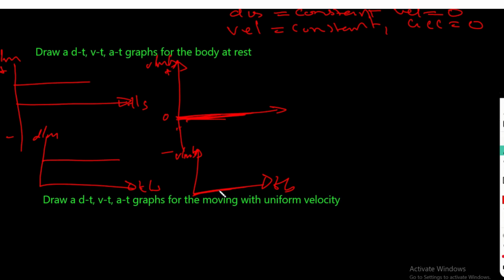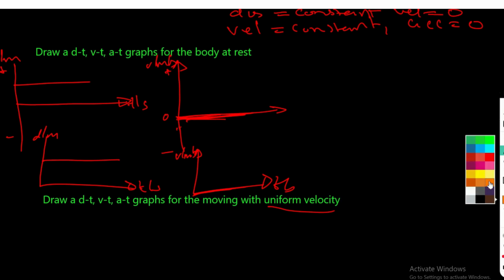Good. Now, the second case: draw the graphs for the body moving. Sorry, I've made a mistake. For the body moving with uniform velocity. So now we're talking about a body with uniform velocity. Now let me use another color so it's visible on the sheet. If the body is moving with uniform velocity, right?